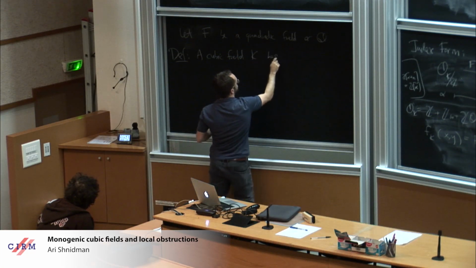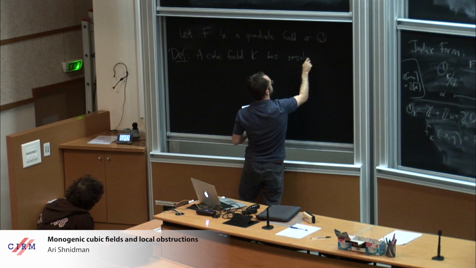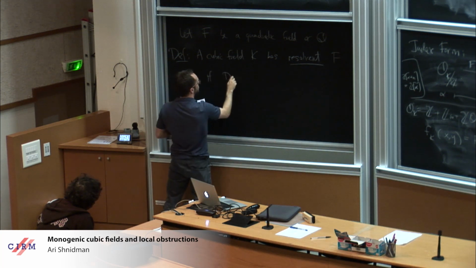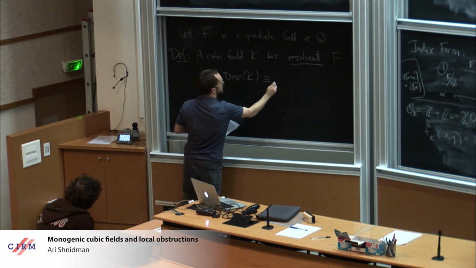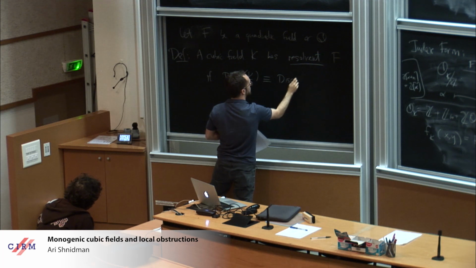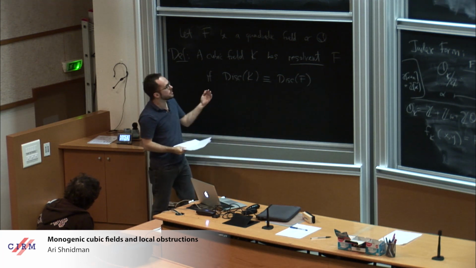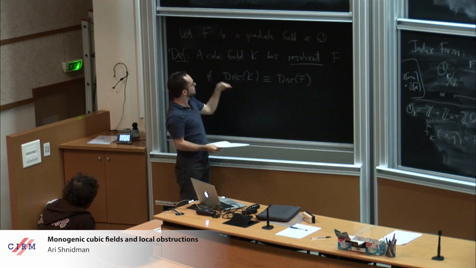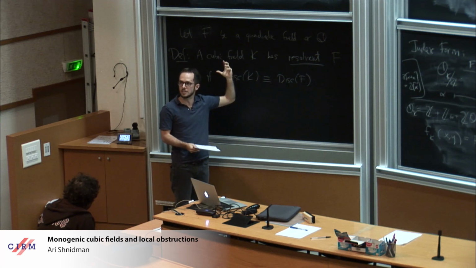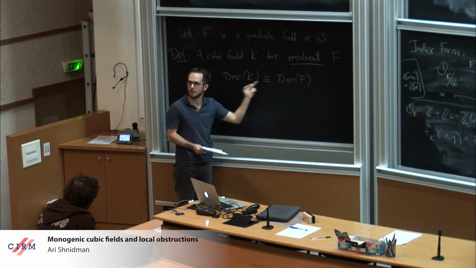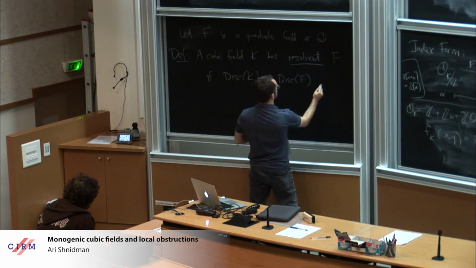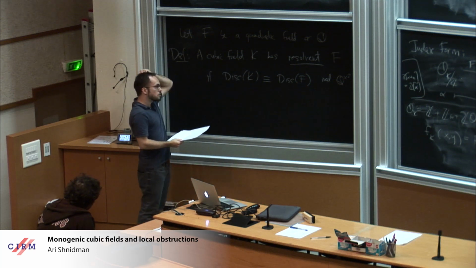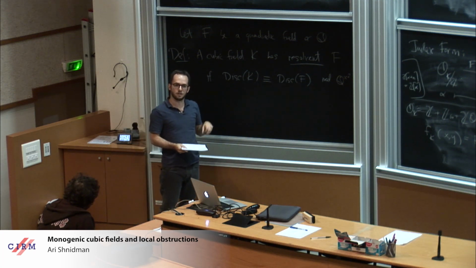K has resolvent, or quadratic resolvent, F. This is a very old term. If the discriminant of K agrees mod squares with the discriminant of F. For every fundamental discriminant, you have exactly one of these F's. And cubic fields don't have to have square-free discriminant, but here I'm saying that its square-free part, or its fundamental part, agrees with F, mod Q cross squared. This is a very classical notion because this comes up when you solve the cubic in Cardano's formula.